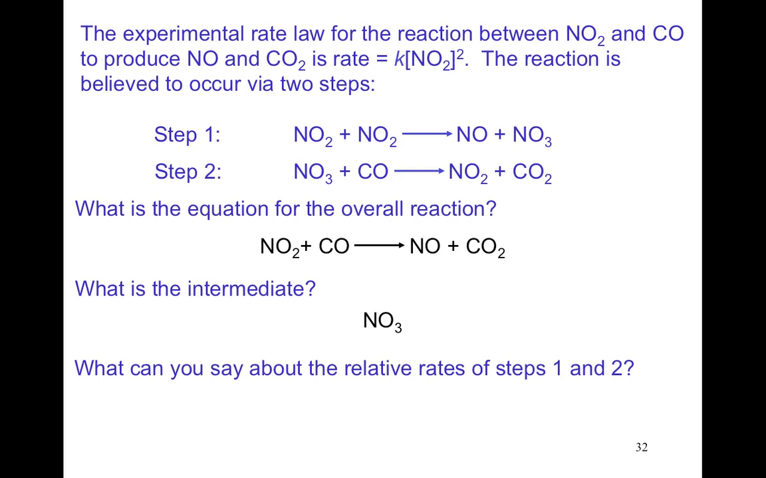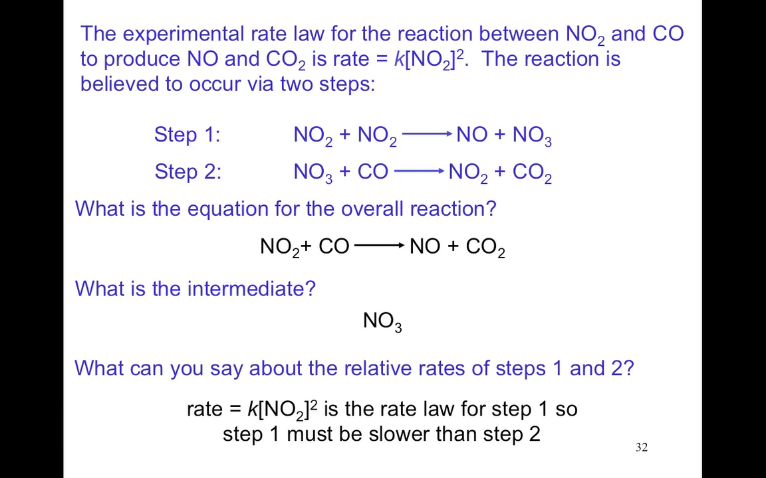And so what can we say about the relative rates of steps 1 and 2? Well, we can say the rate equals k[NO2] squared is the rate law for step 1. So step 1 must be slower than step 2, because our rate is for NO2 squared. So our rate's dependent upon this step. And if our rate's dependent upon it, it must be the slowest. That's the idea.